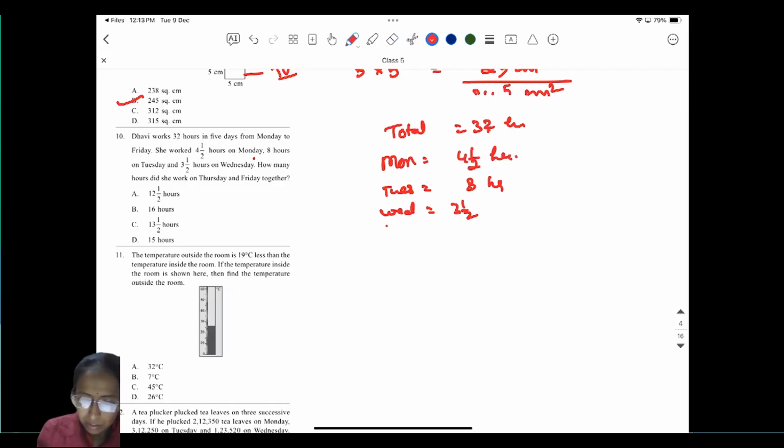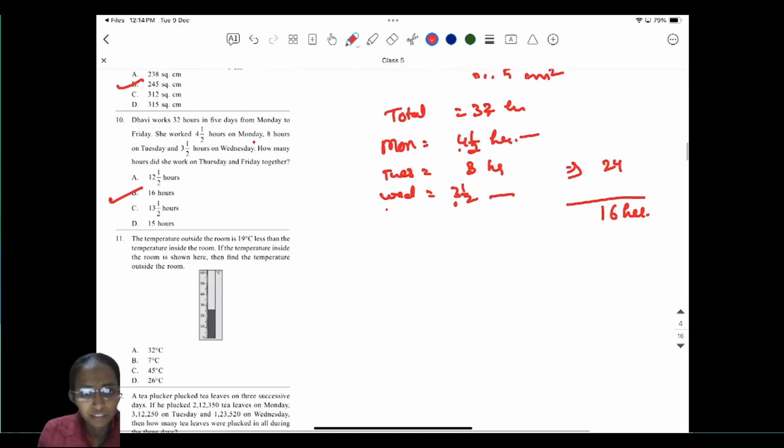Now 32 minus 8, this will give you 24. Now 24 minus 4 is 20 and 20 minus 3 is 17 and 17 minus half and half, that is combining to 1 hour. That means 17 minus 1 is 16 hours. So she worked for 16 hours on Thursday and Friday together.